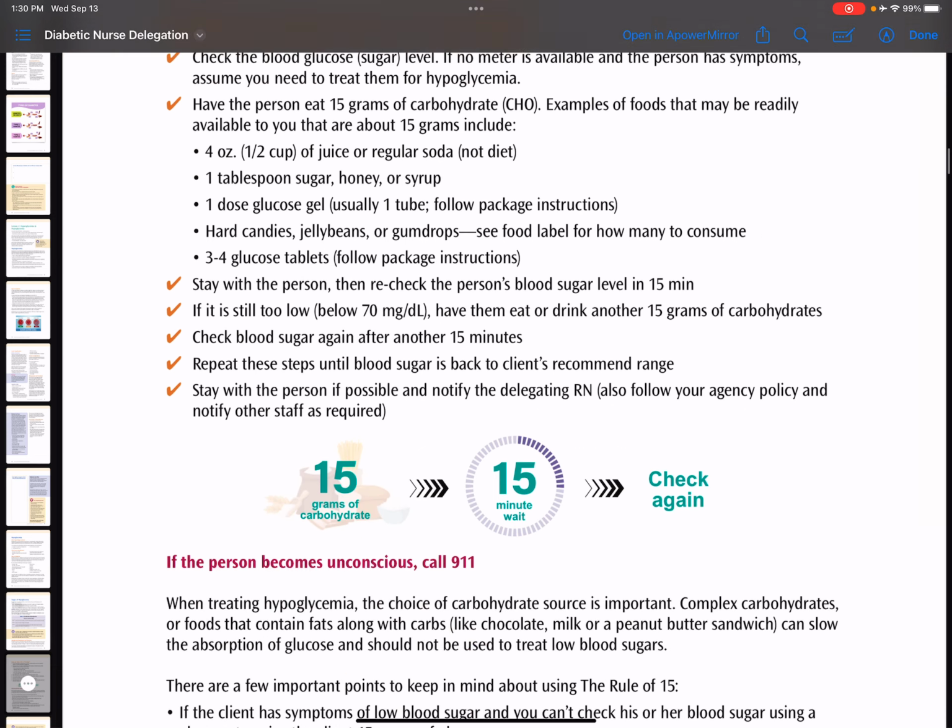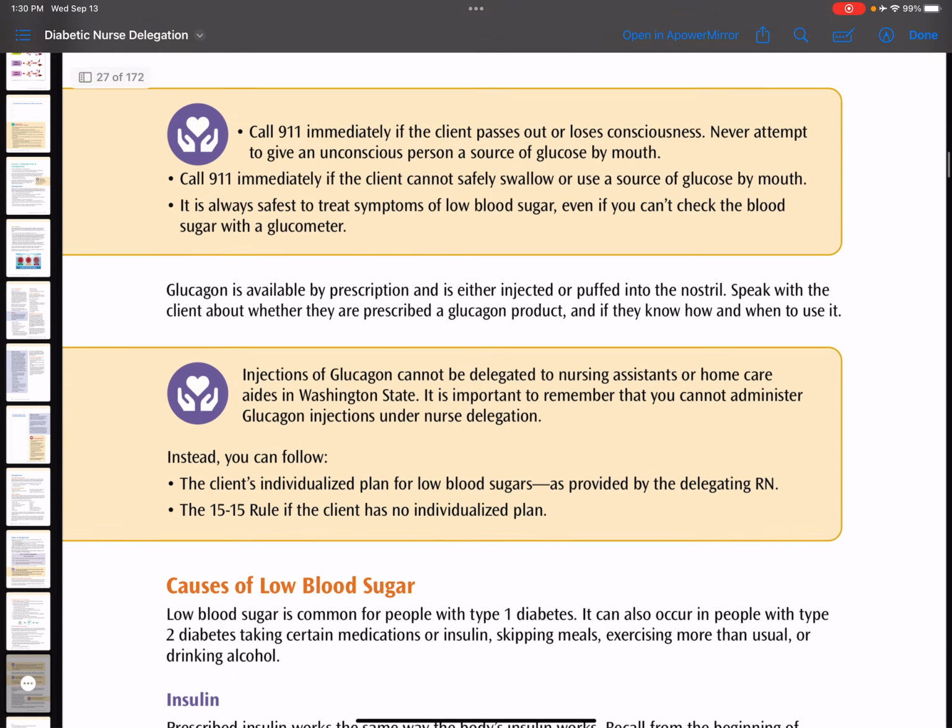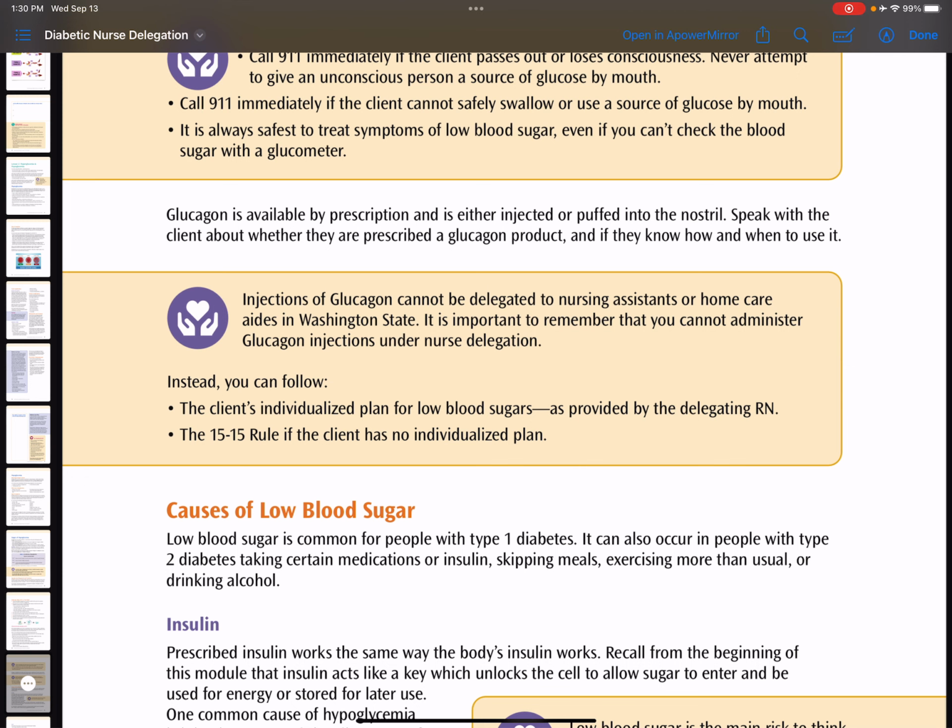So how do we prevent hypoglycemia? The first step in preventing severe hypoglycemia is to keep blood glucose level under good control. We do that by helping the person keep their insulin or other diabetic medication, diet, and activity level in balance. We need to check the person's blood sugar as directed, help the person monitor their exercise or activity level, and have 15 grams of carbohydrate readily available when needed.